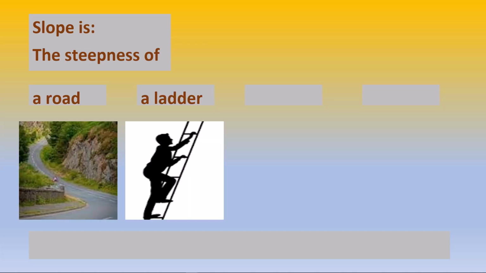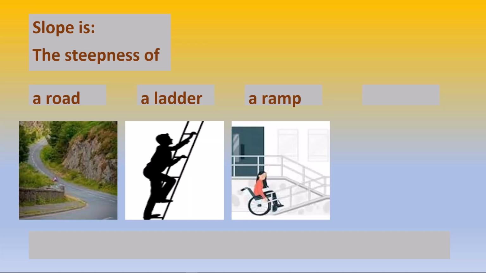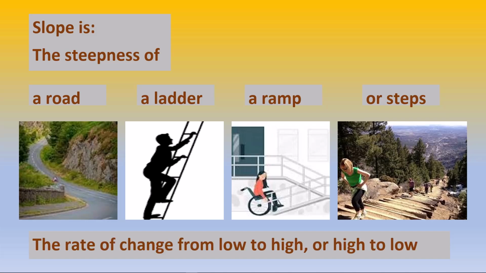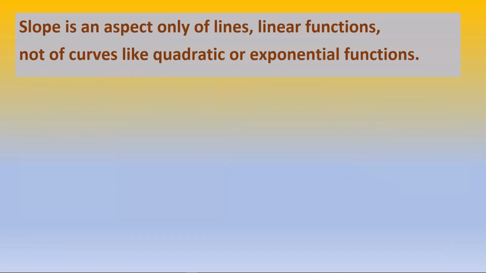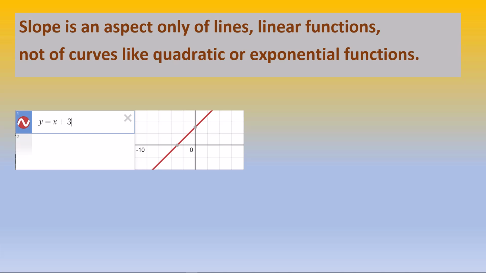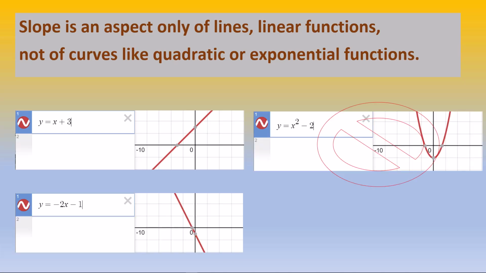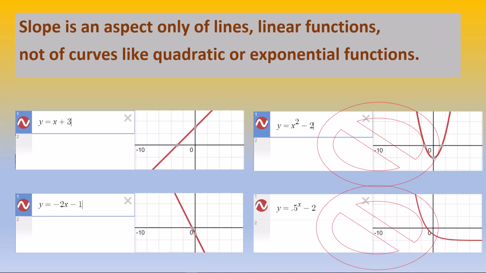Slope is the steepness of a road, a ladder, a wheelchair ramp, or climbing steps, like the famous Manitou Incline in Colorado Springs, Colorado. Slope is the rate of change from low to high, or high to low. Slope is an aspect only of lines, linear functions, not of curves like quadratic or exponential functions.